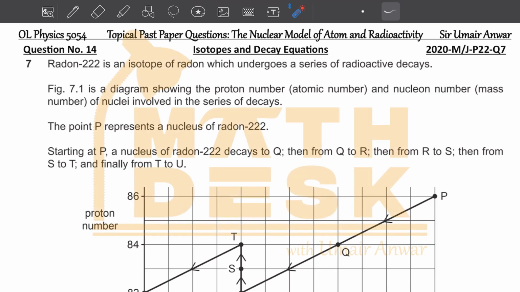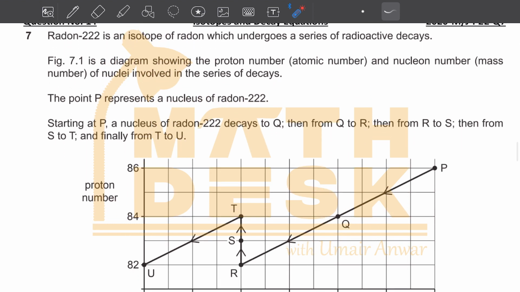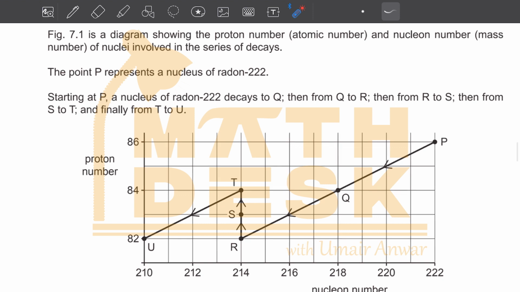Welcome to this tutorial. I'm solving question number 7 of paper 2 of the May-June exam series of 2020, and the topic of this question is isotopes and decay equations. The question says radon 222 is an isotope of radon which undergoes a series of radioactive decays. Figure 7.1 is a diagram showing the proton number, atomic number, and the nucleon number, mass number of nuclei involved in the series of decays.